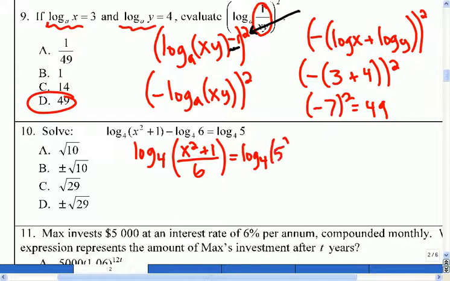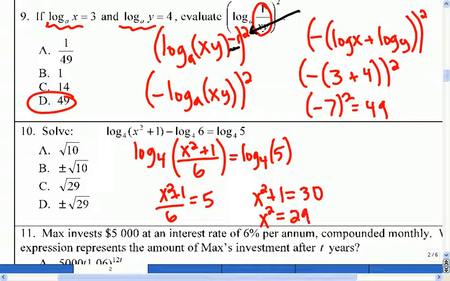Okay, so we're at the stage now where we have log base 4, so the arguments must be the same. So x squared plus 1 over 6 must be equal to 5. So x squared plus 1 should be equal to 30. So that means x squared equals 29, and x is plus or minus root 29.